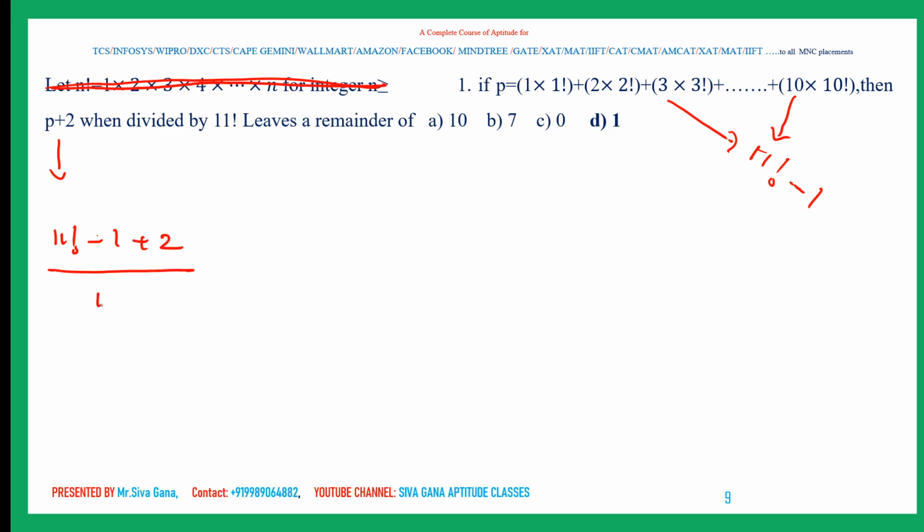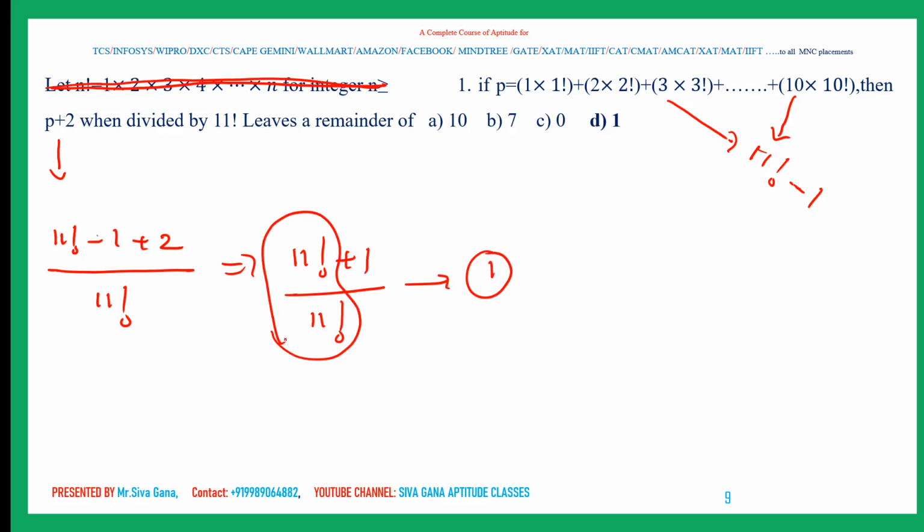When it is divided by 11 factorial, what is the remainder he is asking. So the numerator is 11 factorial plus 1 divided by 11 factorial. So the remainder is how much? 1. Because 11 factorial is divisible by 11 factorial. Now the remainder is how much? 1. Answer for this question.